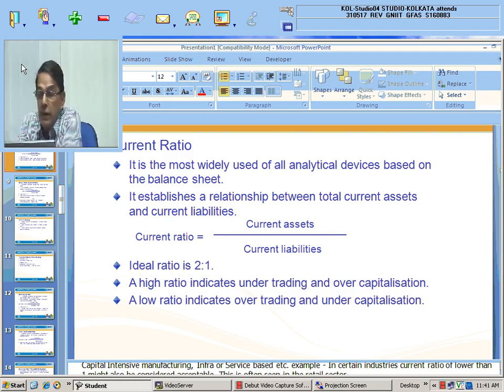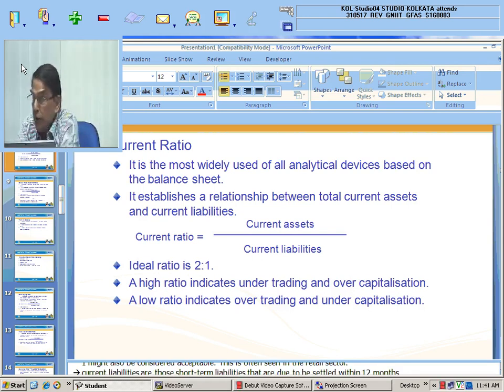The ideal level for the current ratio is considered as 2:1, but it can vary from industry to industry. Although we say the ideal ratio is 2:1, that means current assets are sufficient to cover twice the amount of the company's short-term liabilities. A high ratio indicates under trading or overcapitalization. A low ratio indicates over trading and undercapitalization. So too high a ratio is not good. It is under trading or overcapitalization.